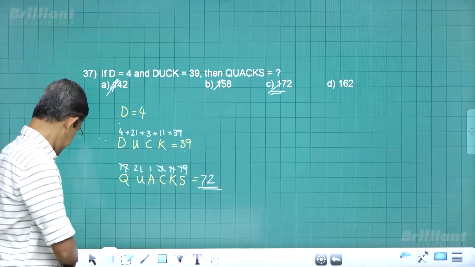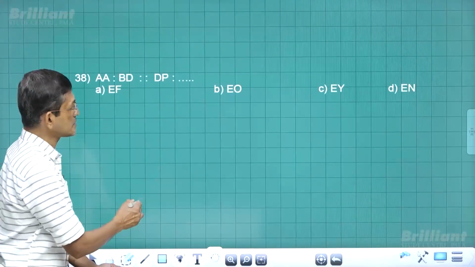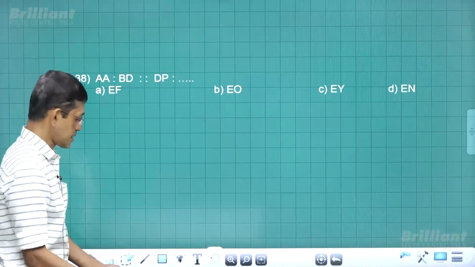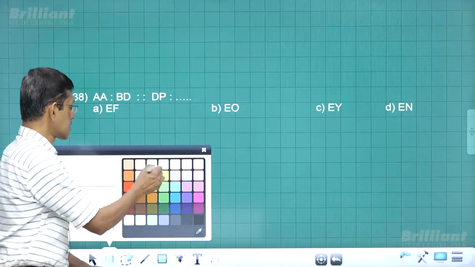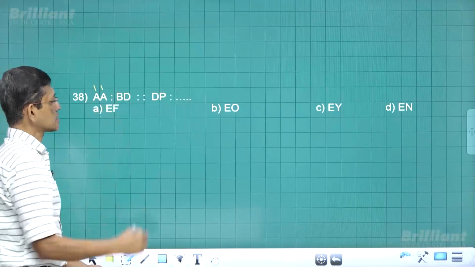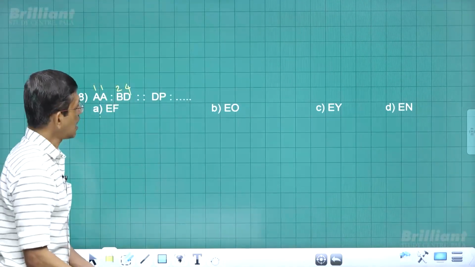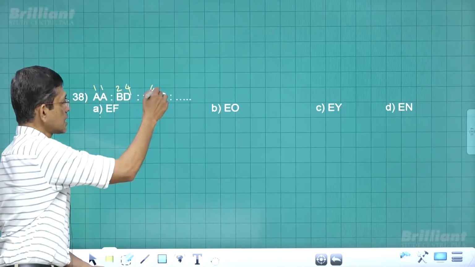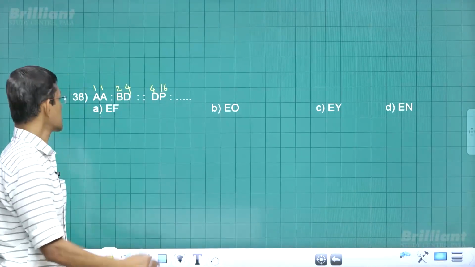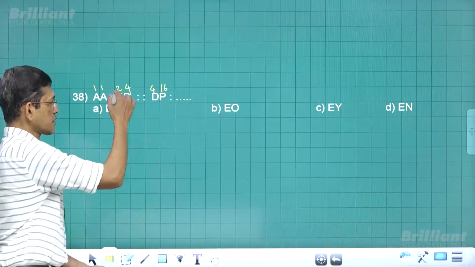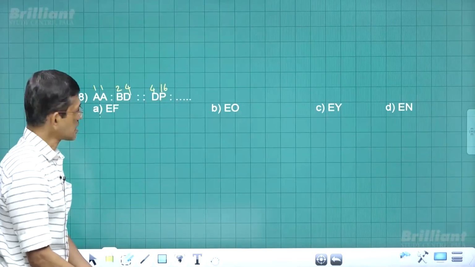All right, next one. 38. AA, BD, DP. This is something connected with the letters. AA, 1 and 1. BD, 2 and 4. DP, 4 and 16. Do you see any connection here? If you take 1 and 1 as 11, 24, and 416, you may not get the answer.